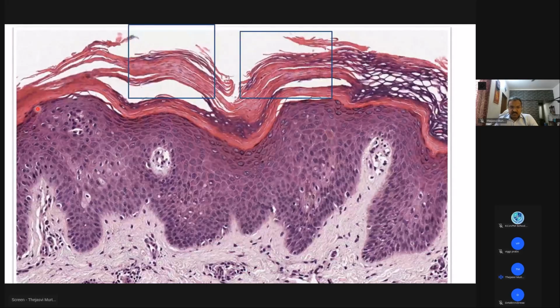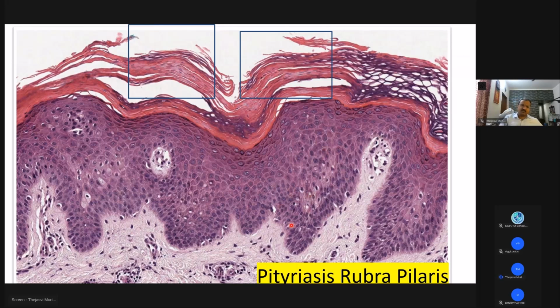Now we are seeing similar regular psoriasiform acanthosis, but what we are seeing here is patchy parakeratosis with orthokeratosis in between, vertical also, transverse also. When you're seeing vertical also, transverse also, it is called a checkerboard pattern of parakeratosis and orthokeratosis. And where do you see this? It is seen in pityriasis rubra pilaris. Pityriasis rubra pilaris will have a checkerboard with psoriasiform acanthosis or close to it. Little tapering of the rete is seen.